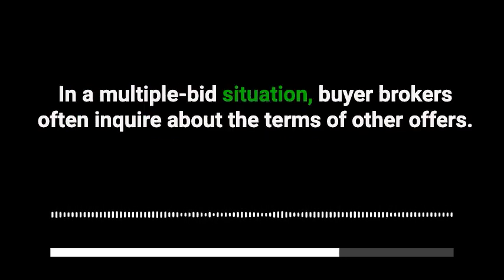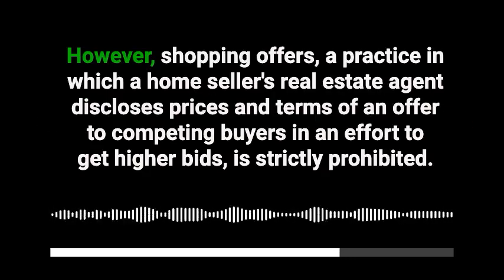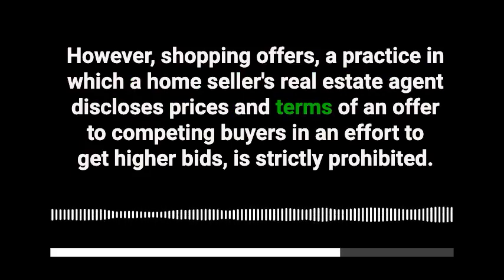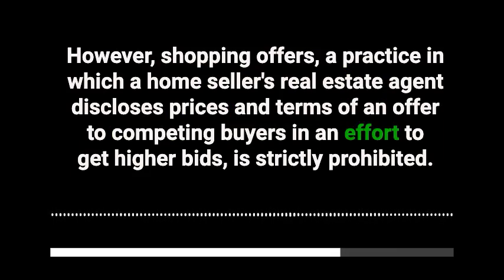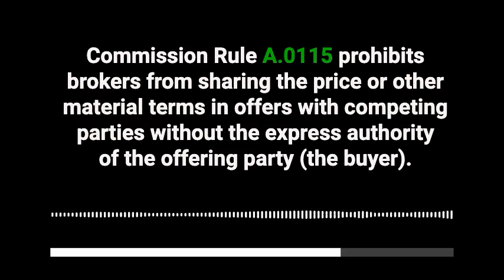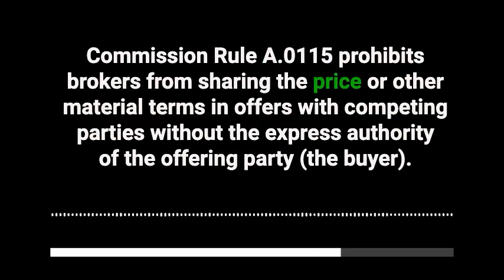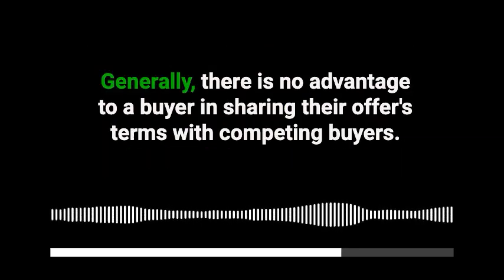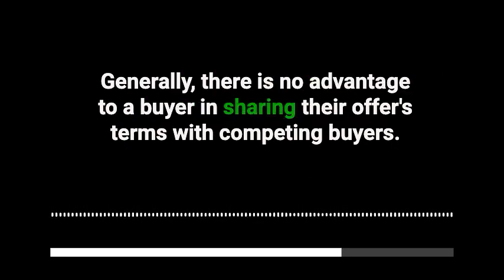In a multiple bid situation, buyer brokers often inquire about the terms of other offers. However, shopping offers, a practice in which a home seller's real estate agent discloses prices and terms of an offer to competing buyers in an effort to get higher bids, is strictly prohibited. Commission Rule A 115 prohibits brokers from sharing the price or other material terms and offers with competing parties without the express authority of the offering party. Generally, there is no advantage to a buyer in sharing their offer's terms with competing buyers.